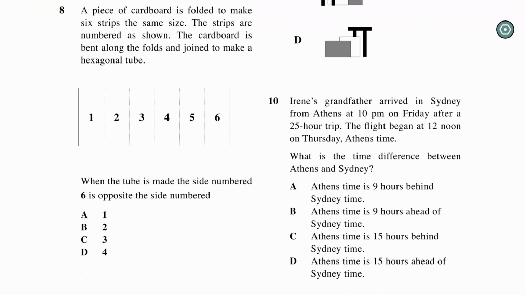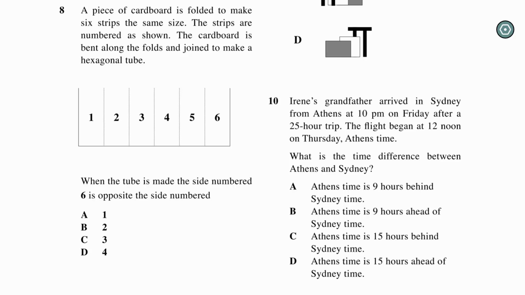Question 8. A piece of cardboard is folded to make 6 strips the same size. The strips are numbered as shown. The cardboard is bent along the folds and joined to make a hexagonal shape. When the tube is made, the side numbered 6 is opposite the side numbered, with the following options.